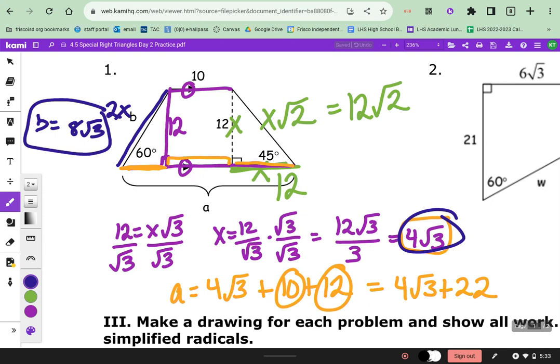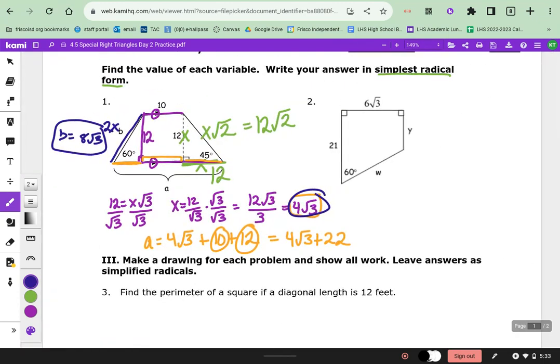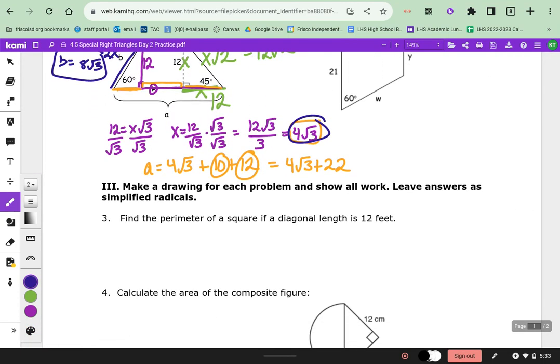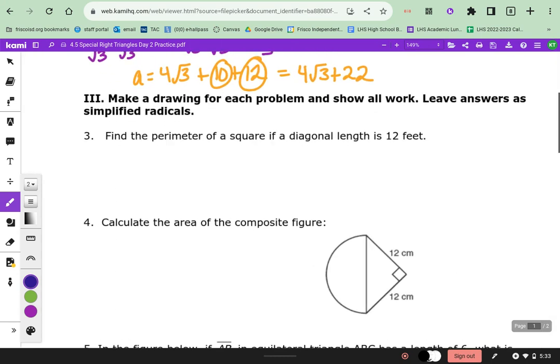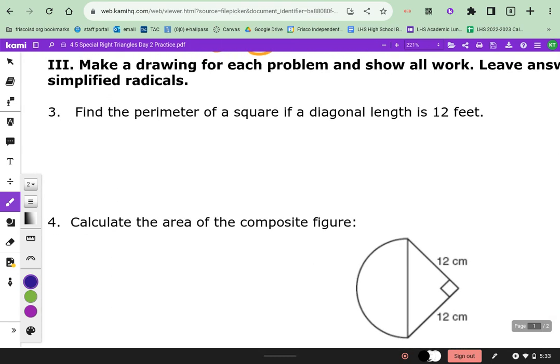Okay. All right, let's go ahead and try another one together. Let's do number 3. So for number 3, find the perimeter of a square if a diagonal length is 12 feet. Okay, we always got to start these guys with a picture. Drawing a picture is your best friend, so draw yourself a square.